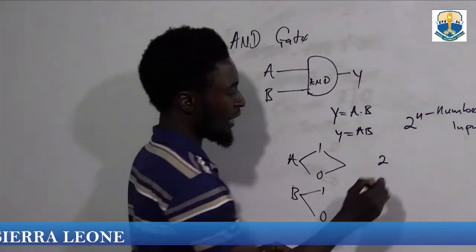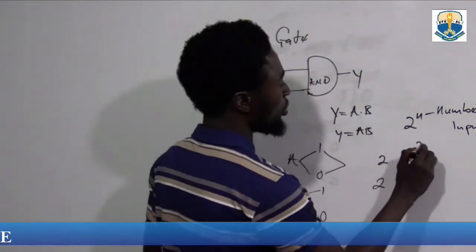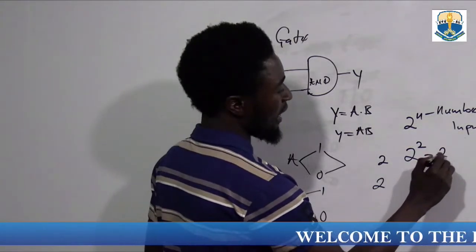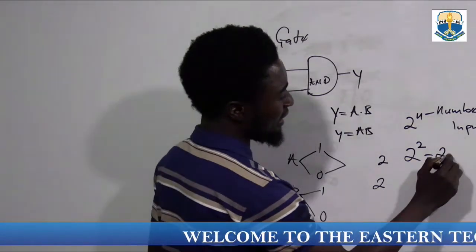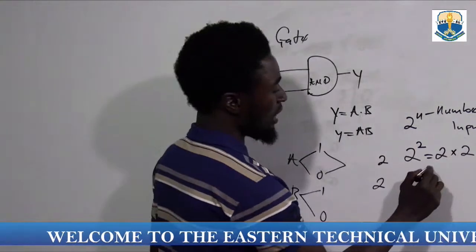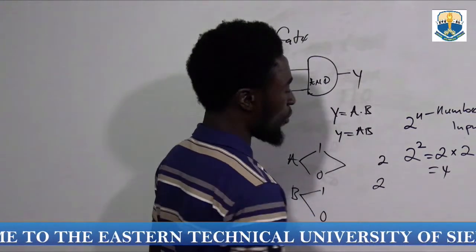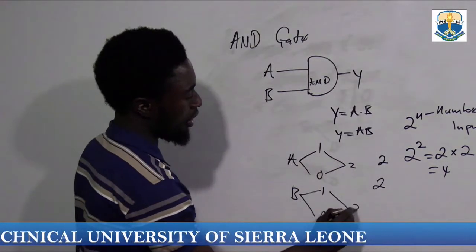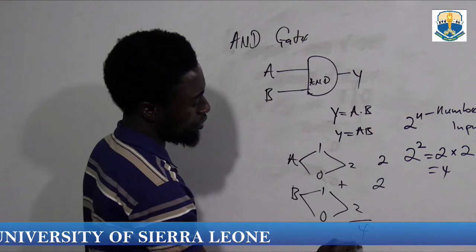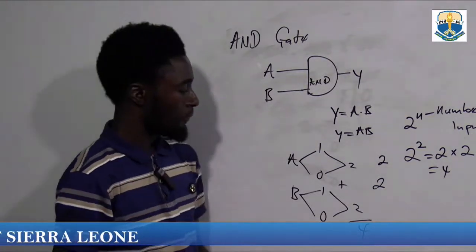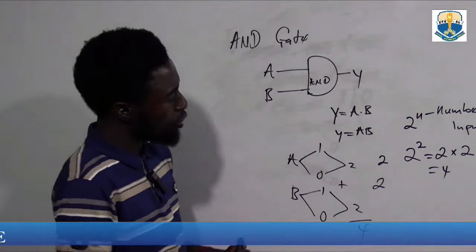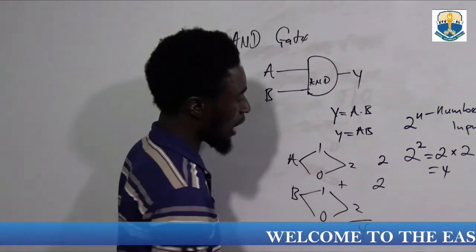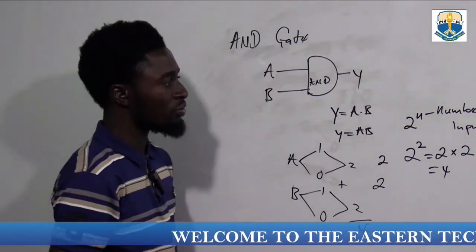So we'll be having 2 raised to the power 2. And 2 raised to the power 2, if we are expressing it, is 2 times 2, and 2 times 2 is 4, which is the same thing we have here: 2, and here 2. So when you add these two, you have 4 here. So we are going to use this for the outcome for the 2 inputs to prepare our truth table.